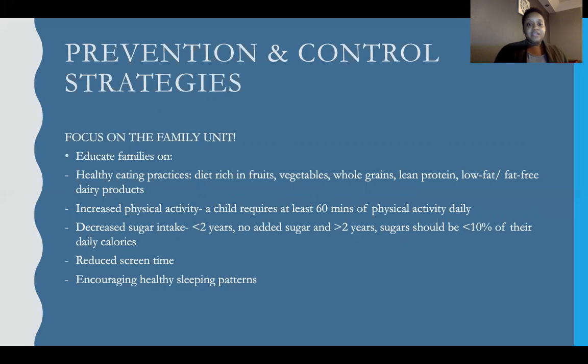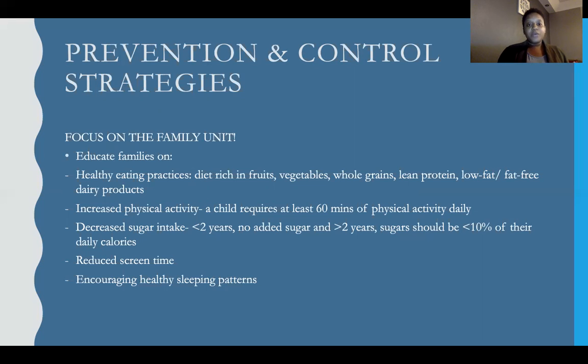Decreased sugar intake. So all the sugary drinks and sugary snacks, the candies, you want to try to decrease that intake within the home. For children less than 2 years, you don't want any added sugar to their foods. And for children over 2 years, sugars should be less than 10% of their daily calories.